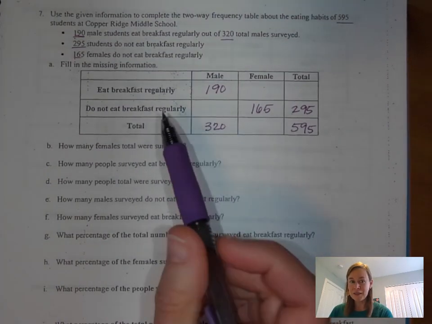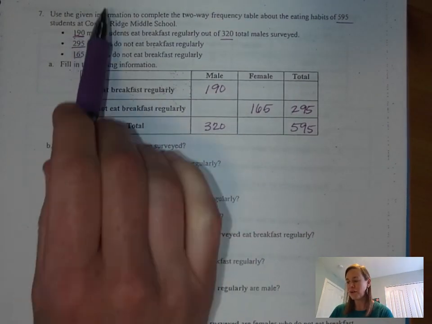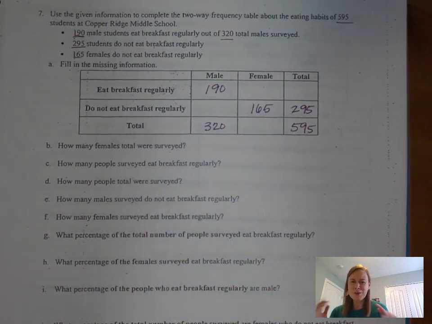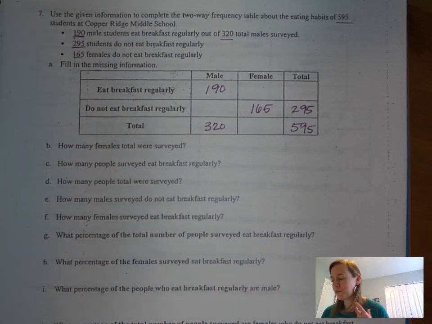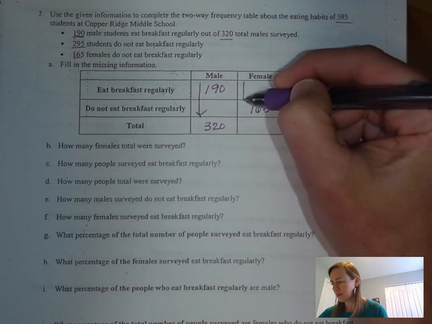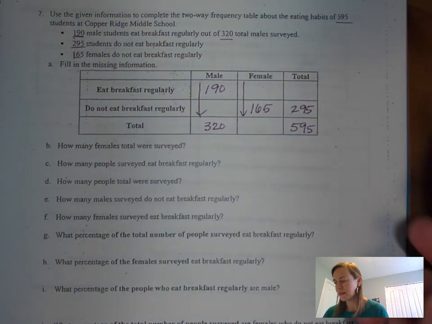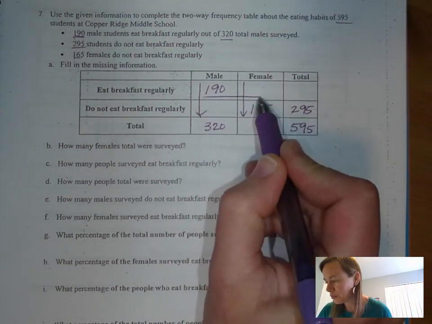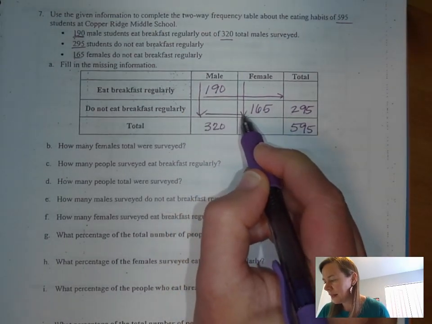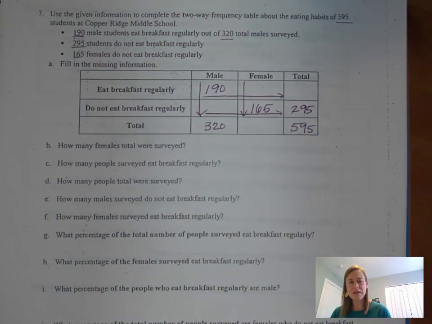All right, it says fill in the missing information. So although we put a lot of stuff in the table, there's still quite a few missing pieces here. And we need to approach this a little bit like a puzzle. Remember what you just learned about two-way frequency tables. These numbers will total that number. These will total that one, right? Also remember that 190 plus whatever is here is going to total that one. And this blank plus 165 will total 295. So using all that, we can just do a little bit of subtraction and find some answers.